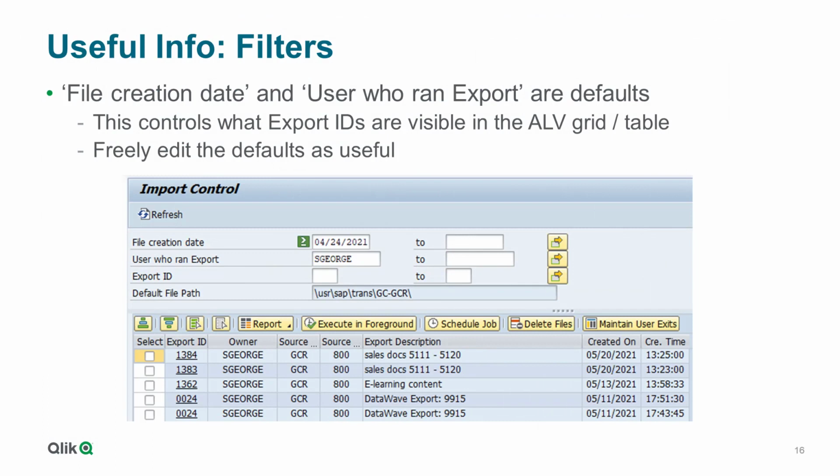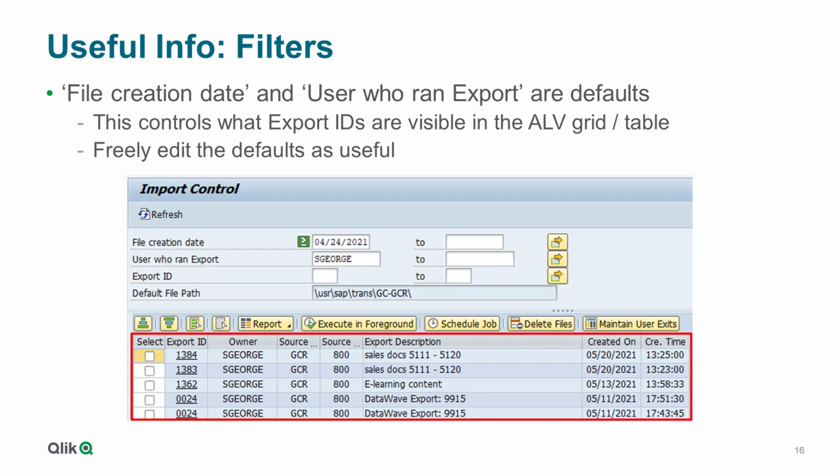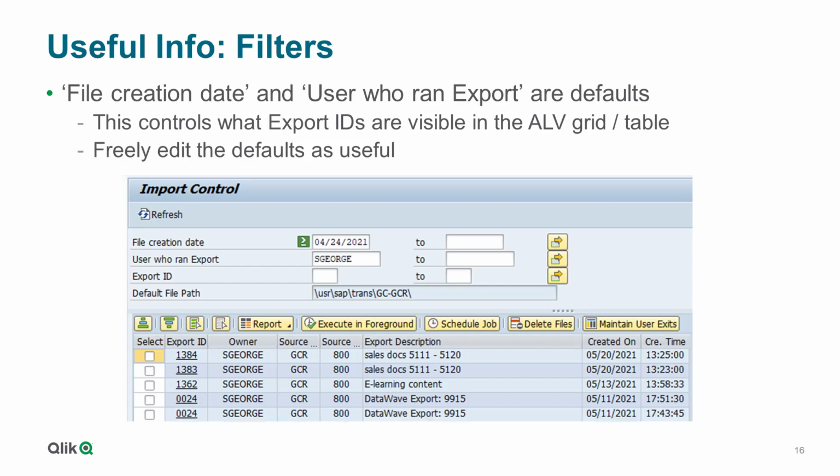Import control uses default values for the file creation date, which always uses today minus 30 days, and the user's ID for the user who ran export values. This is done to limit the exports, which the user would most likely select for importing. Of course, these values can be freely changed or removed altogether.